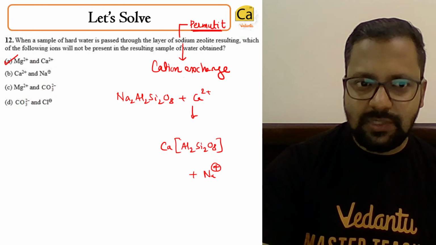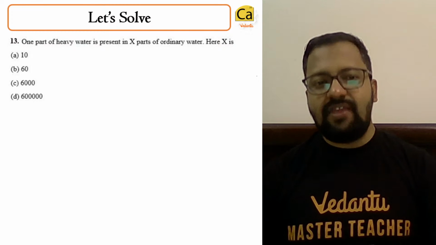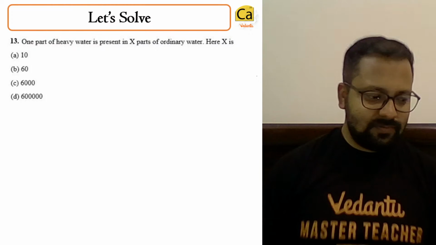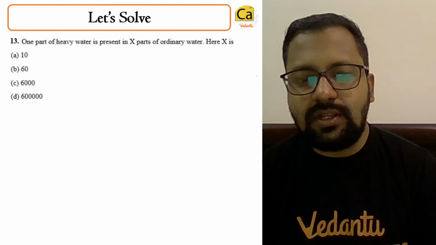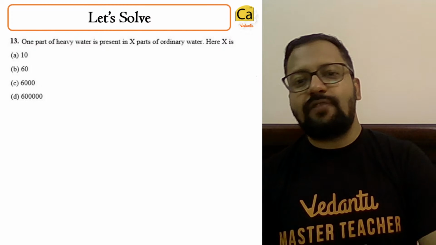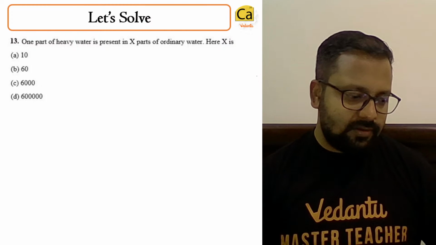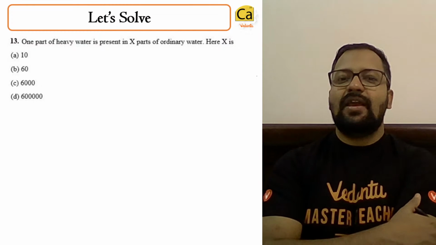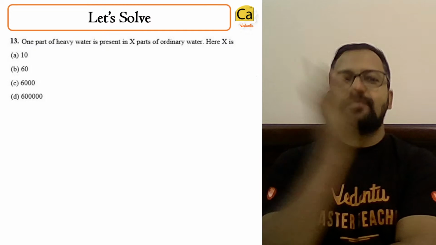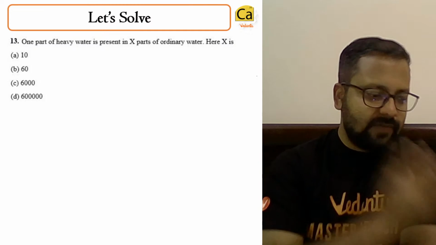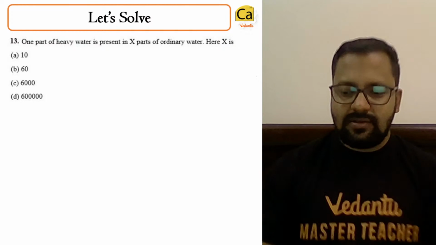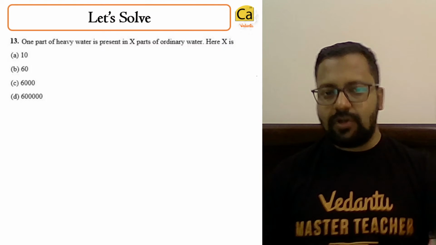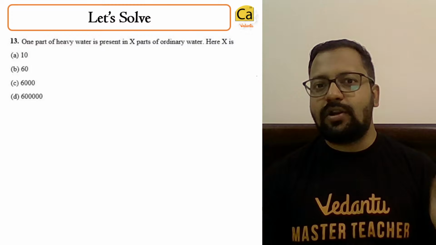Okay, so next question. One part of heavy water is present in X parts of ordinary water. What is the value of X? That means what fraction of normal water will be heavy water?